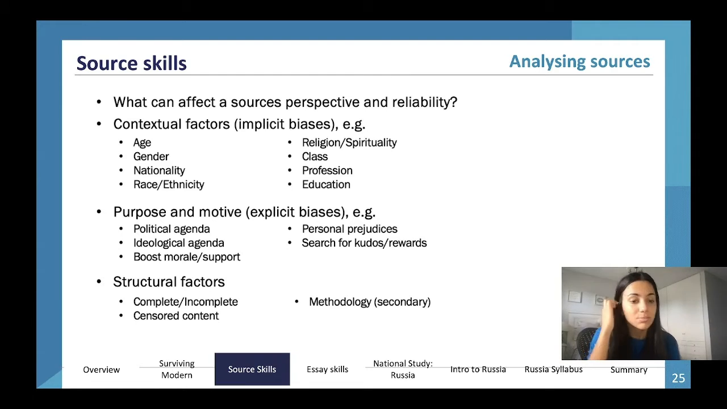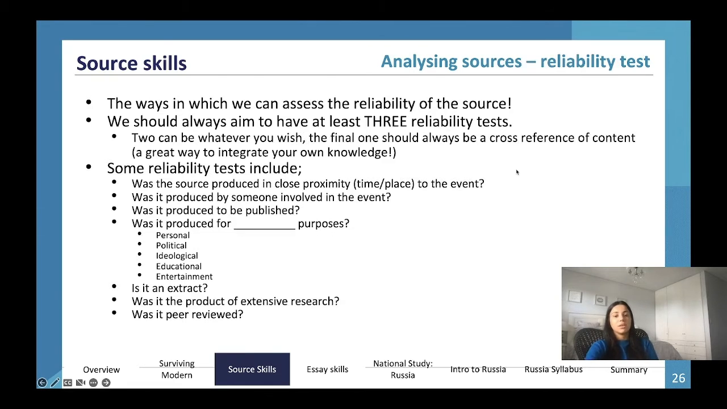So even if the source is perfect, it's not. We need to get this down straight. There is no perfect source. Sometimes you'll see a source and you'll be like, wow, the perspective, it's so reliable. No source is perfect, because all of them consciously or subconsciously are going to be affected by one of these.